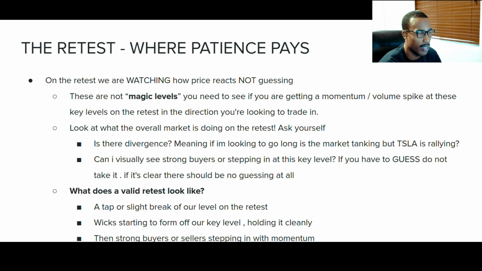What does a valid retest look like? So we'll get into that, but it's a tap or a slight break off of our key level on the retest. We want to see wicks starting to form on our key level, holding it cleanly, and then strong buyers or sellers stepping in with momentum.